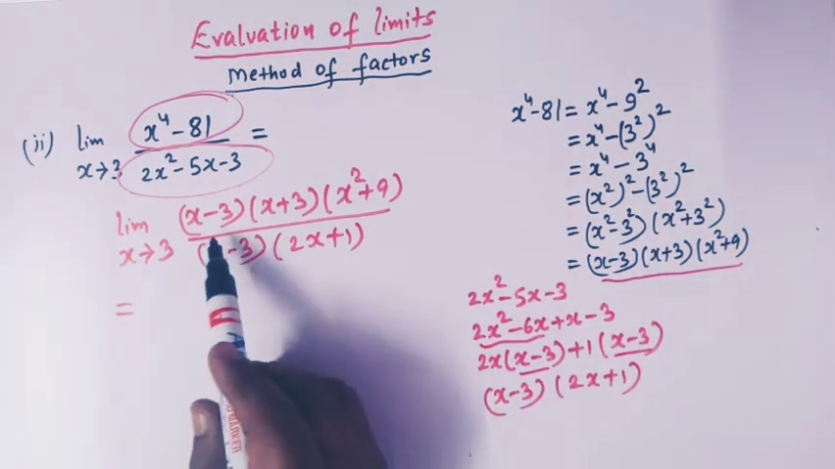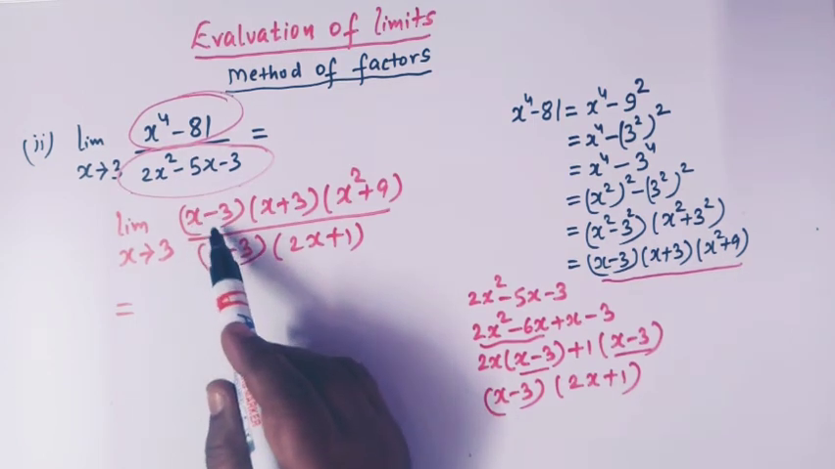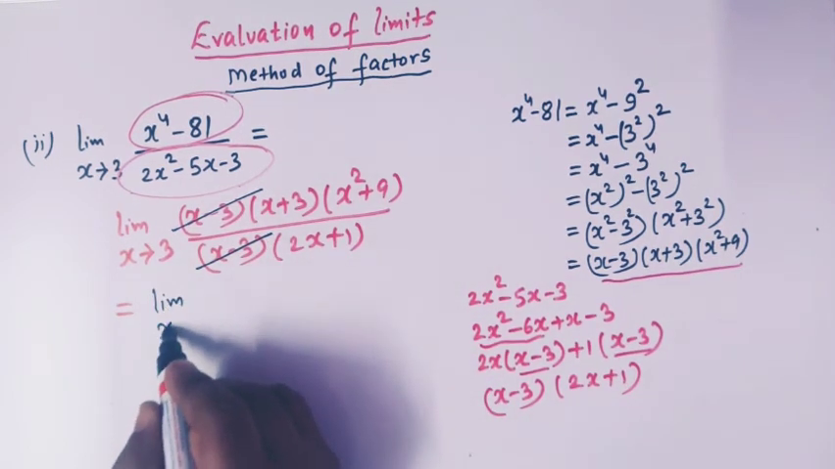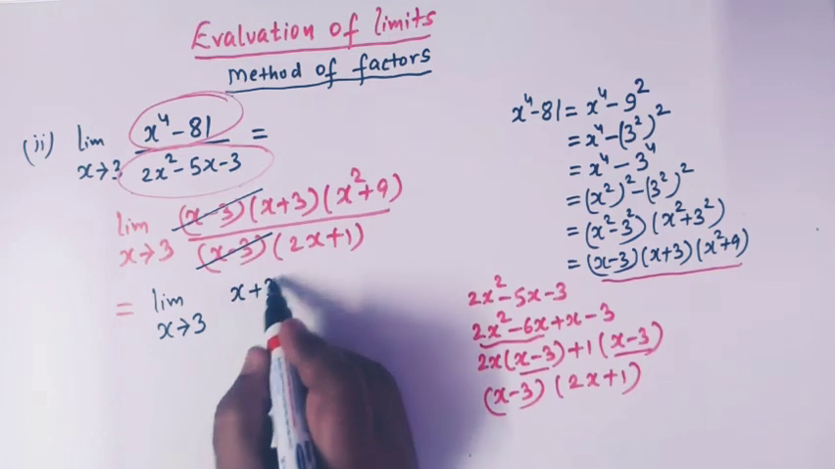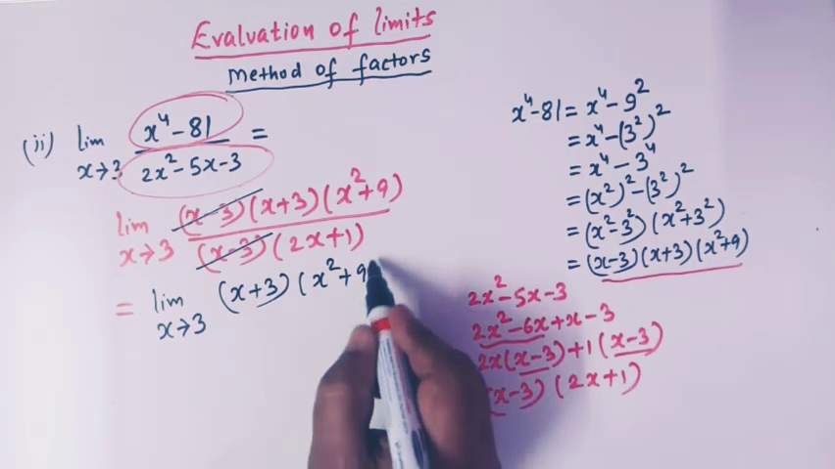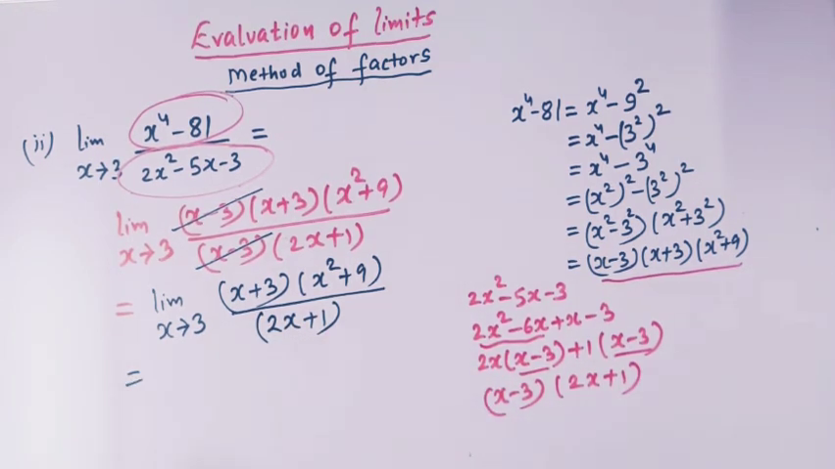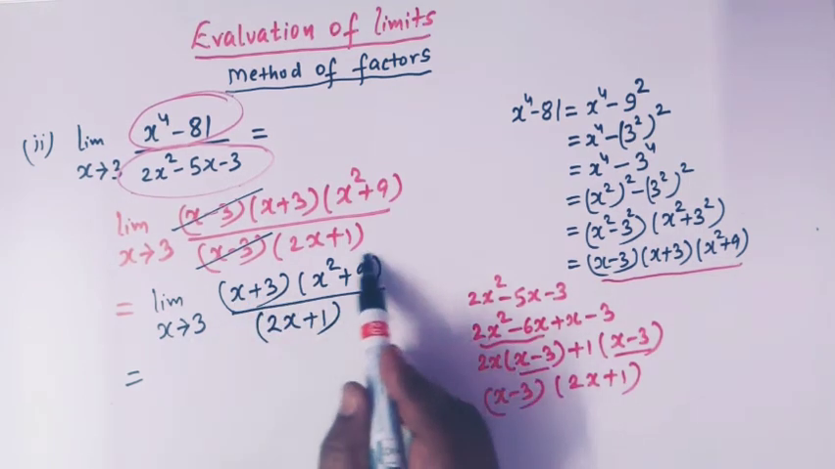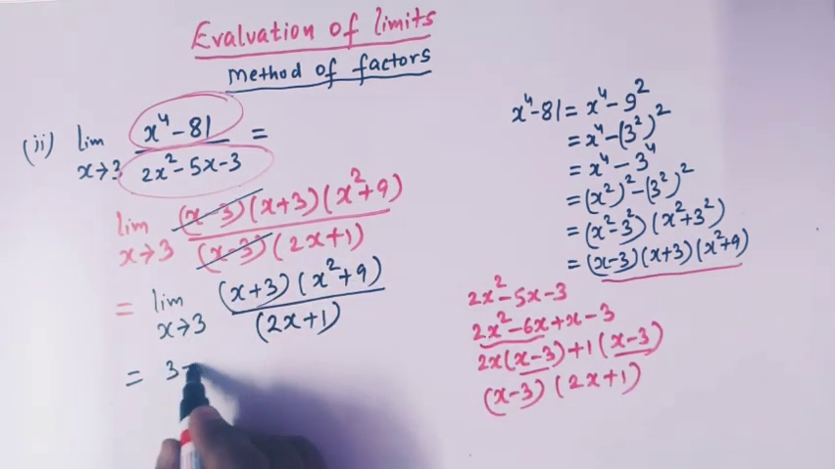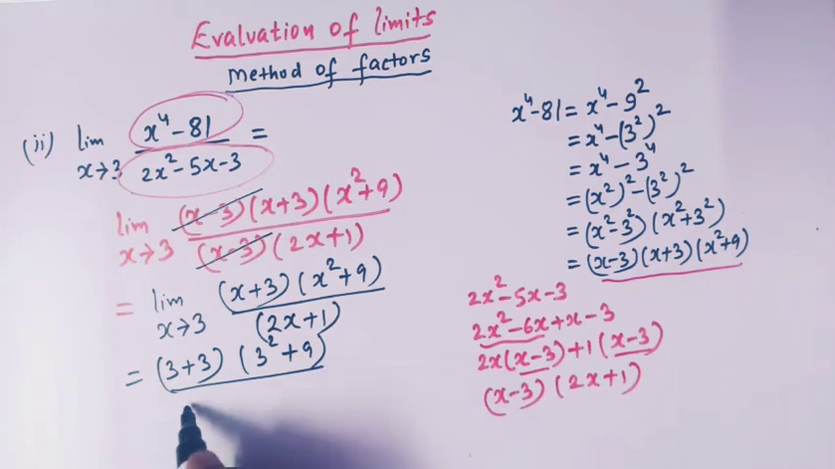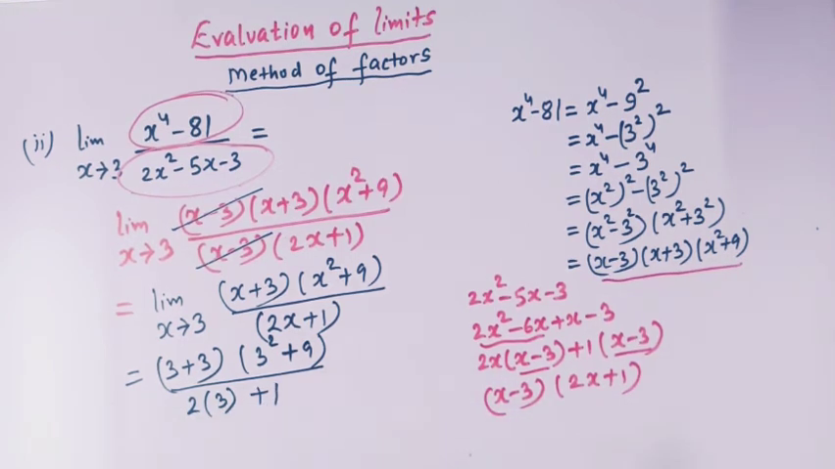Now here we see that x minus 3 and x minus 3 is a common factor, so these two get cancelled. So we are left with limit x tends to 3 of x plus 3 times x square plus 9, divided by 2x plus 1, right? Now we can substitute x equal to 3 in this expression. So we have 3 plus 3, and here we have 3 square plus 9 divided by 2 times 3 plus 1, and this can be simplified as 3 plus 3 is 6.